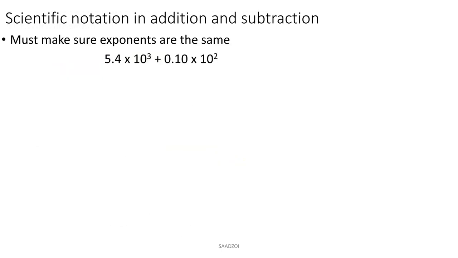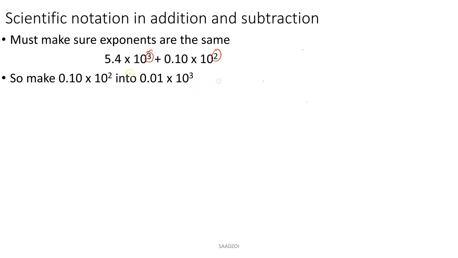For addition and subtraction, it's a little different. You have to make sure both numbers have the same exponent in scientific notation. So if you notice here, it's 10 to the 3rd, here it's 10 to the 2nd. You can't do the math on this. So what do you do instead? You make 0.10 times 10 to the 2nd into 0.01 times 10 to the 3rd.